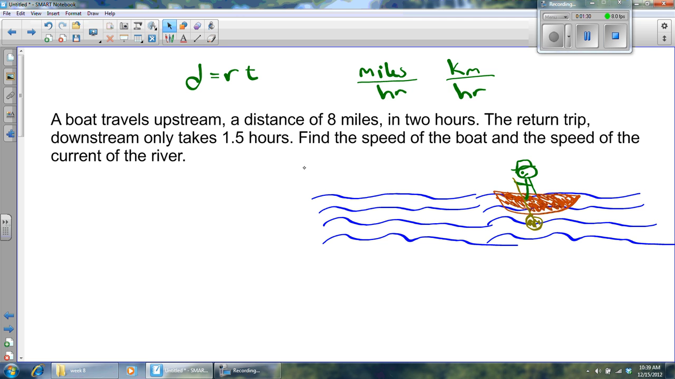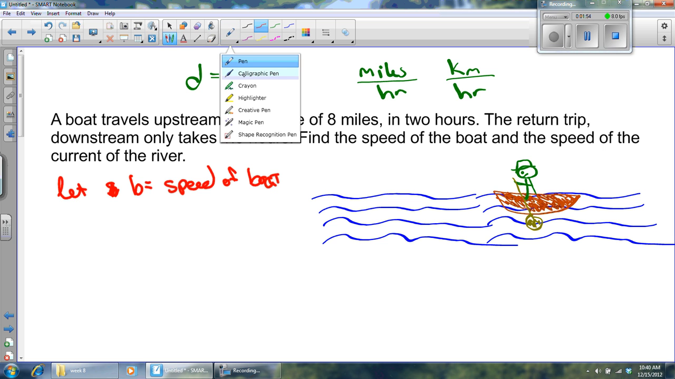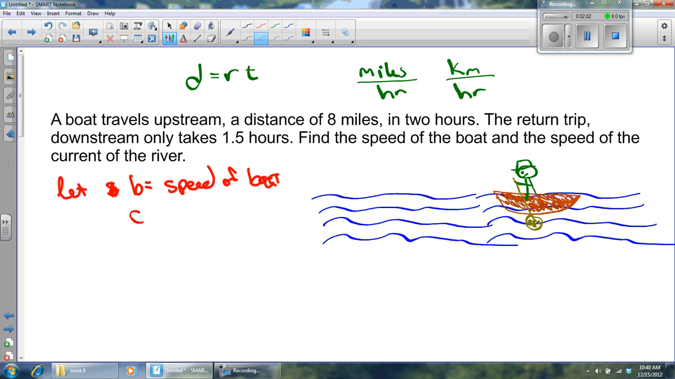All right, guess it's time to stop playing and get back to the math. We've got to find the speed of the boat and the current of the river. Well, I'm going to let B equal the speed of the boat, and then C equal the current, the speed of the current.